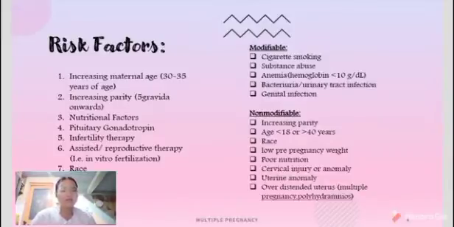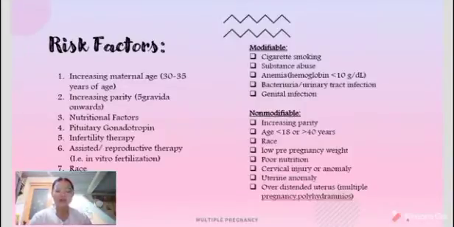And then next we have assisted reproductive therapy. As we have mentioned, an example would be in vitro fertilization. Next we have race. For race, blacks and Hispanics are more likely to conceive multiple pregnancy than Caucasians.